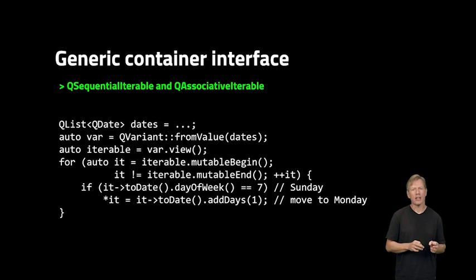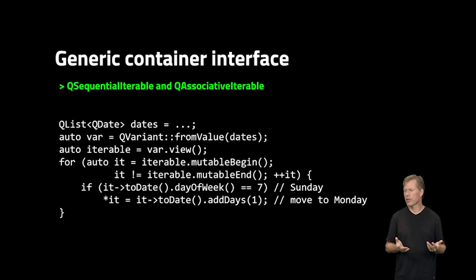We also had in Qt 5 already, to some extent, some sort of generic container interface that would allow you to introspect containers stored in QVariant. So you could iterate over those containers and inspect all the values that were stored in that container. In Qt 6, we've extended that support so that you can also modify those stored containers.